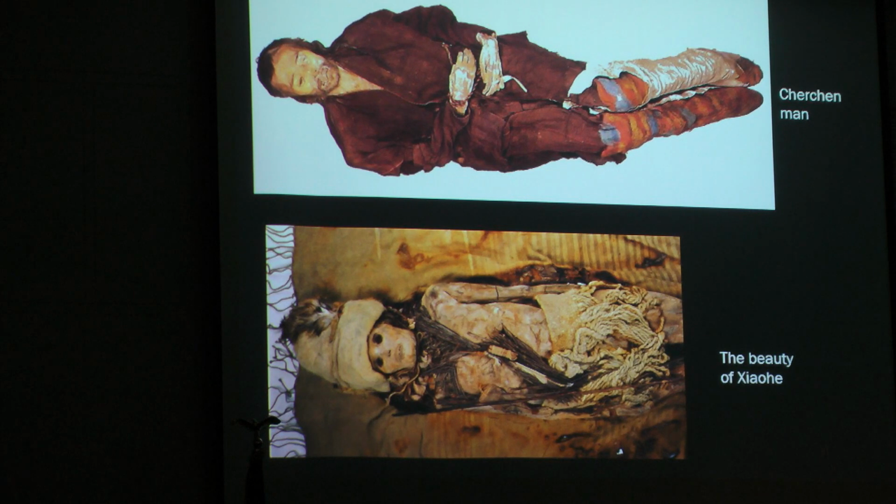Now, as you can see, the Churchman is actually 6.5 feet tall, has red hair, and is covered with a kaftan made of woven wool, while the Beauty of Xiaohe is wearing a pointed hat, like the type that is still produced today in Kazakhstan and also Xinjiang. Recent DNA tests have proved that many of these people migrated from southern Siberia, so not really from the west.